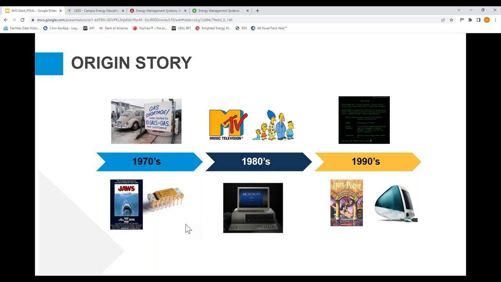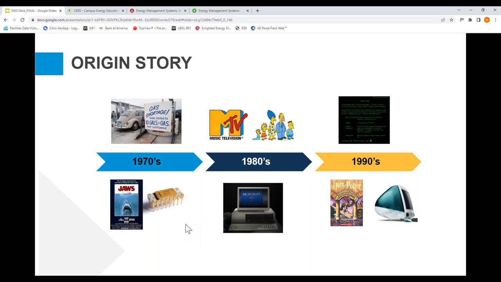But as we moved into the 1980s, things started to change. Companies started to dedicate a position, so energy manager became a position. And of course, we had the introduction of personal computers. So now we started to get some tools, and maybe our first energy management systems probably started to develop at this stage.